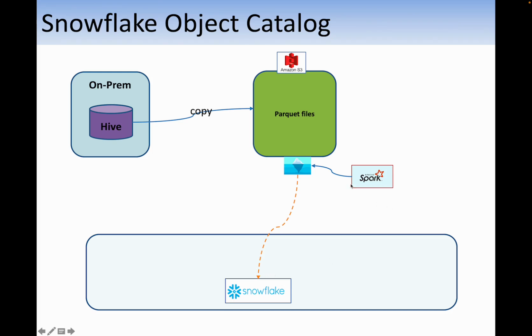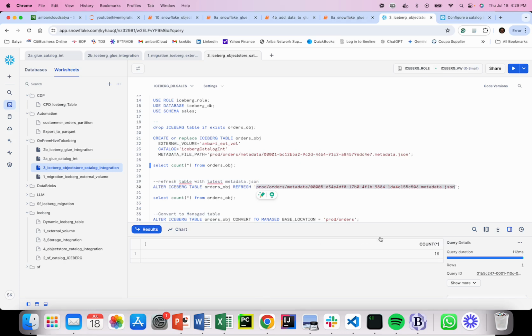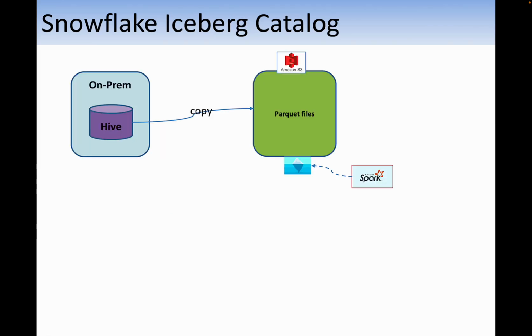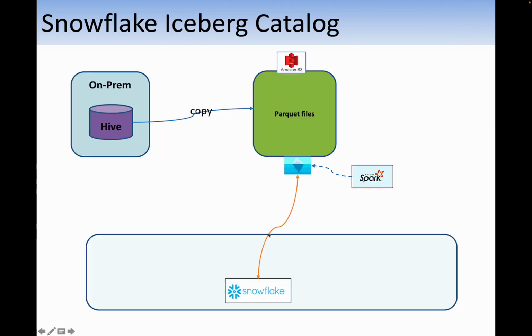and read only. So whenever Spark updates, you look at the solid line, Spark updates or EMR updates, we don't care whether it's via Glue or Dremio or Trino, whoever. Snowflake can read any Iceberg table. Now we did an object integration, object catalog, and whenever we update this Iceberg table, we need to refresh this one with the most recent metadata JSON file. Which is great. What if I want the Snowflake team to manage that table?